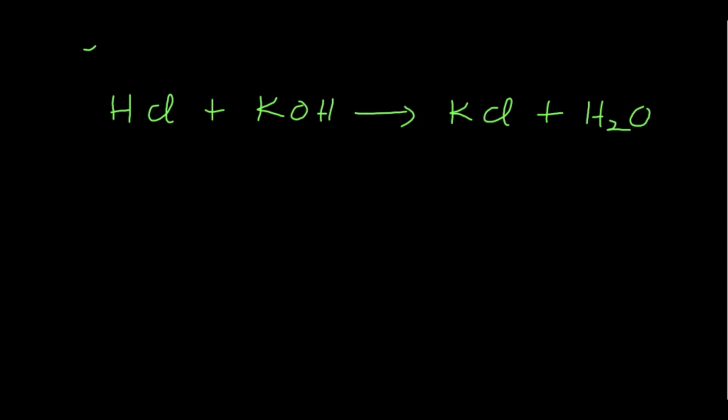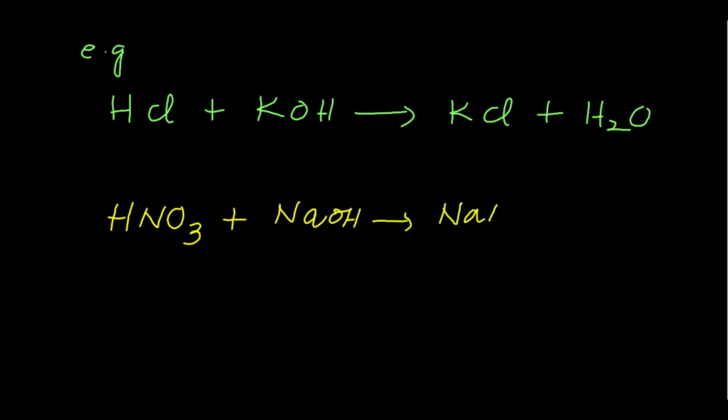We will see one more example. If we react nitric acid with sodium hydroxide, we know what is nitric acid? HNO3. This is nitric acid. We react nitric acid with sodium hydroxide, that is NaOH. The salt which is formed is sodium nitrate NaNO3 plus water.